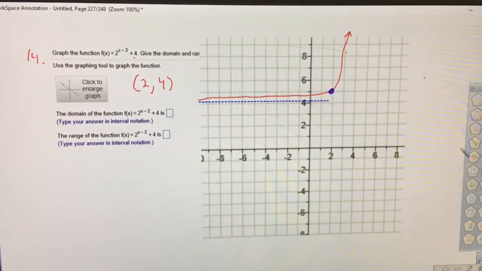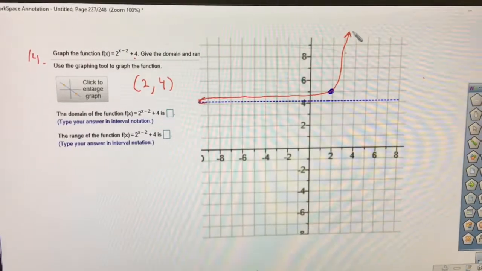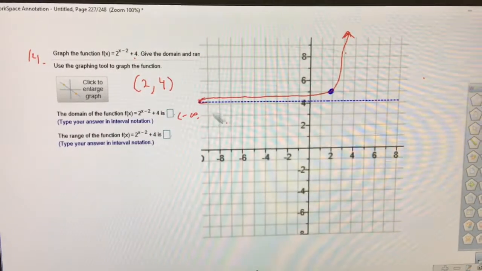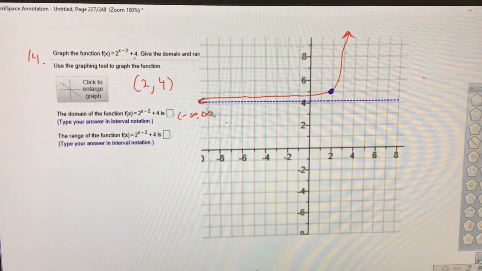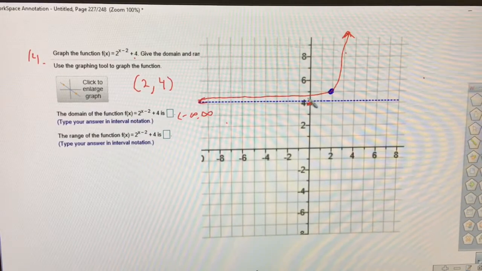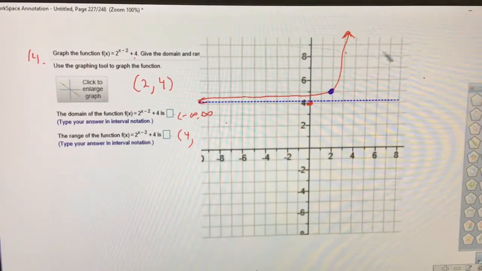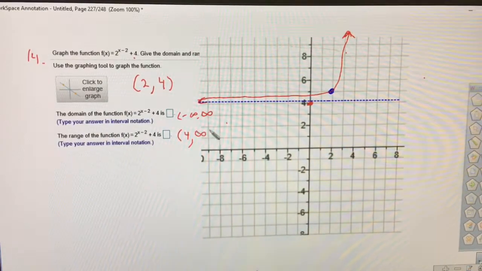So now I'm going to answer the questions of domain and range. The domain goes to the left forever, and it goes to the right forever. So that's going to be negative infinity to positive infinity. The range, however, starts at this number, the horizontal asymptote, and it will never equal 4. It will never go below 4. So that's going to be parentheses, minimum y value of 4, which it never really hits. And then the arrow points upward also to the right, so the upward is going to give me a positive infinity with a parenthesis on it.